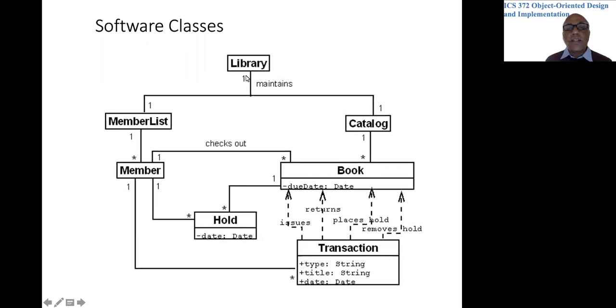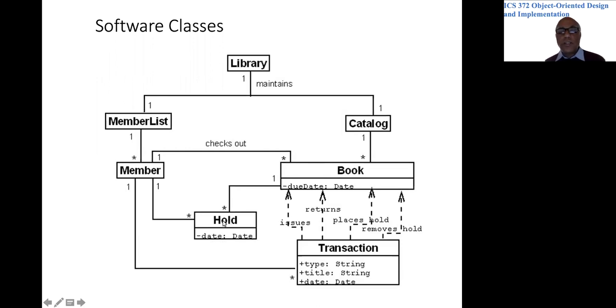You can see the relationships between the various classes. Library maintains a member list and a catalog. It is a one-to-one relationship from library to member list and library to catalog. A member list maintains multiple members. A catalog maintains multiple books. We have a relationship between member and book, and that is the checkout. That information is, as you know, stored via fields. The due date for a book is stored as a field in book.